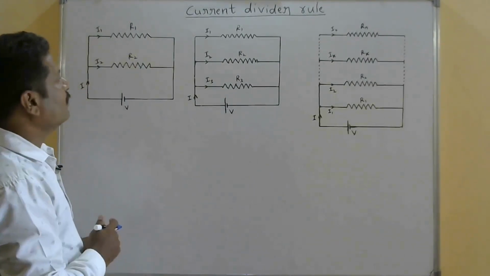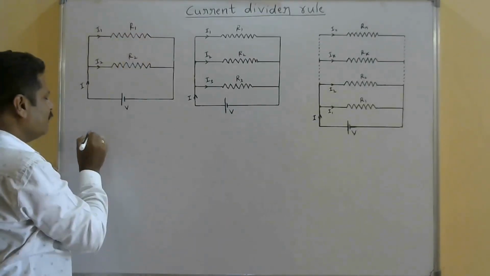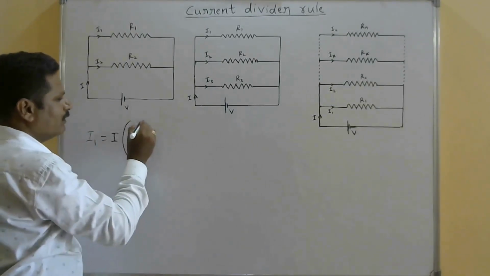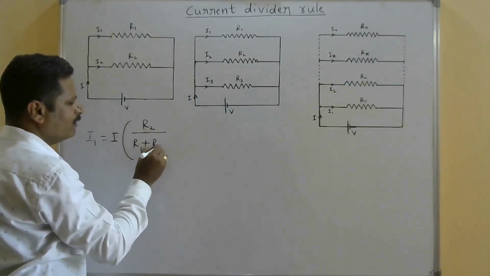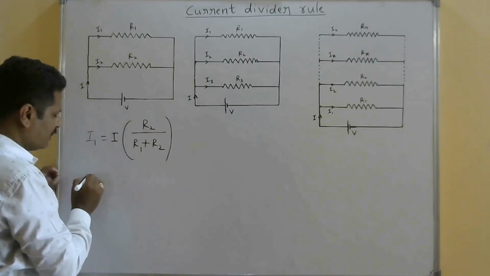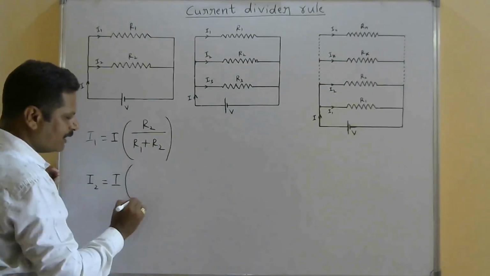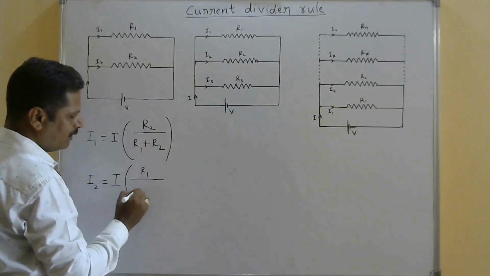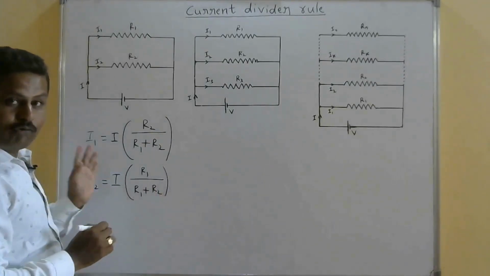According to this rule, the current passing through this resistance R1, that is I1, is equal to the total current times the opposite resistance divided by the sum of the resistances. In the same manner, we can take I2 equal to the total current times the opposite resistance R1 divided by the sum of the resistances. How can you get this?